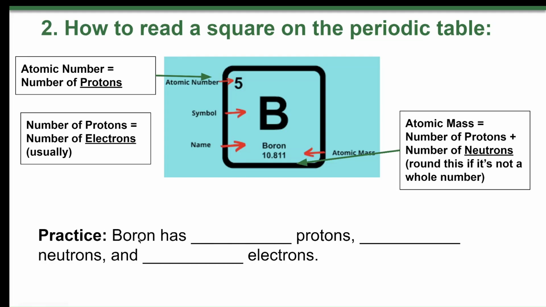So in this sentence here, practice, boron has blank protons, blank neutrons, and blank electrons. It has 5 protons, 6 neutrons, and 5 electrons. So that's how you would read a square on the periodic table.